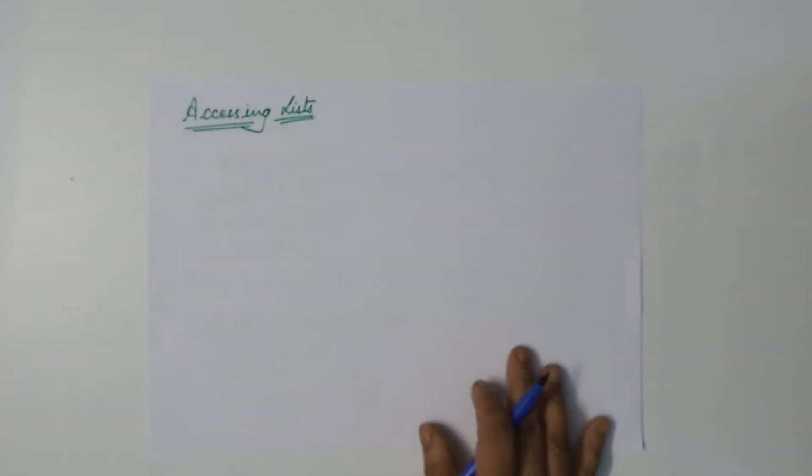Now let us see how we can access the list. If you remember, in the string we have the concept of positive indexing and negative indexing. The same thing is applicable in case of accessing the list also. Let's take an example.